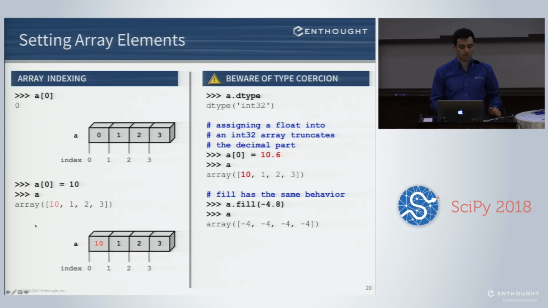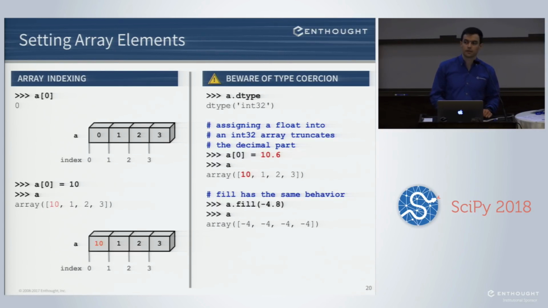So I can get an item. I can also assign to a given position that will modify the memory in place. So in this case, I'm replacing whatever was at position 0, which happened to be a 0, with the number 10. One very, very important behavior is that given the dtype of an array, so this array here is an integer array, if I try to assign something that's not an integer, either by assigning a float here, or by trying to fill the array with some kind of floating point value, it'll simply be truncated.